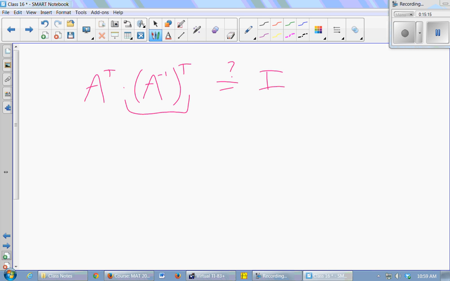So one of the results from last class was that A inverse transpose is the same thing as A transpose inverse. Well, that's not good. I can't remember how I did this. Let's turn off the video.